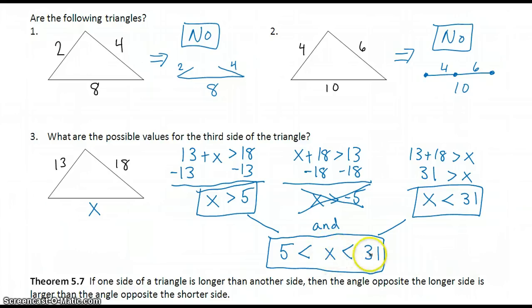But X also has to be less than 31. So X could be like 29. And then 29 together would allow me to still make a triangle. I could have X any value all the way up to 31, but not including 31. So I could use 30.9, but not 31.